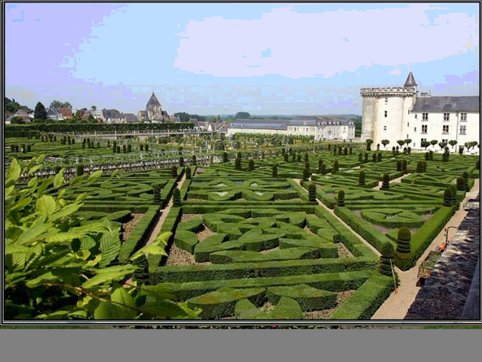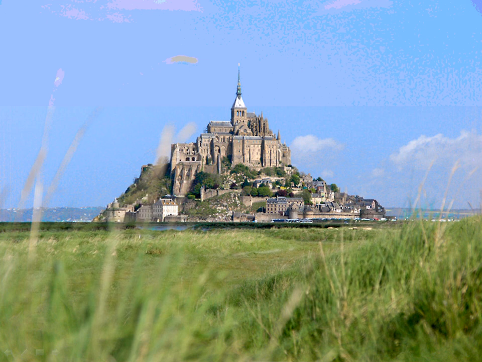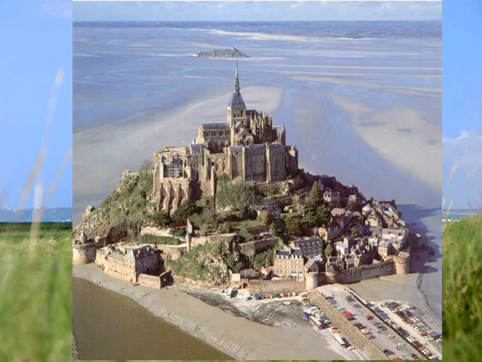Here again you see more of the fancy gardens in Loire Valley, in the palaces. Moving on from the Loire, let's go to Normandy. This is the site where in World War II the Allies landed, up in northwestern France. And we have the monastery of Mont Saint-Michel. It is on an island off the coast of France, off of Normandy.